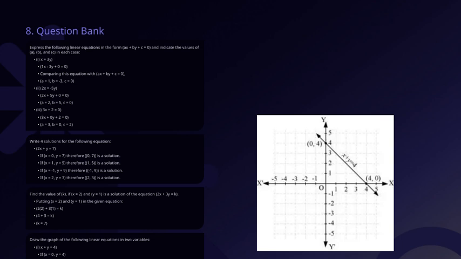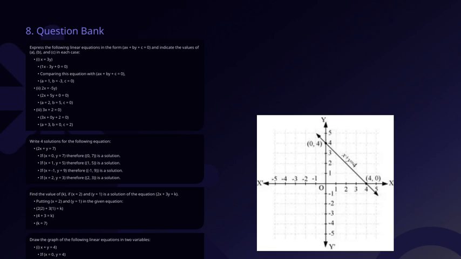Now, moving to the concept of finding the value of k in the equation 2x plus 3y equals k. If we know that x equals 2 and y equals 1, we substitute these values into the equation. So, 2 times 2 plus 3 times 1 equals k, which simplifies to 4 plus 3, giving us k equals 7. This shows how specific points help us determine the constant in a linear equation.